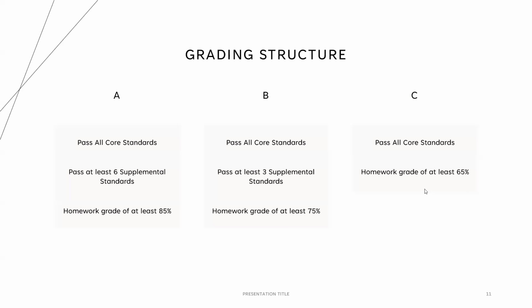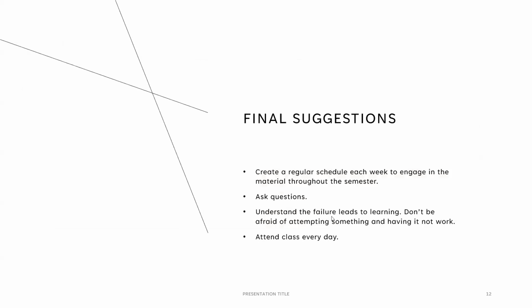Now we're going to check your homework. If you pass, I then go to the homework grade and make sure it's satisfied. So if you pass all the core standards, let's say you passed all the supplemental standards, but you only have a 75% in your homework grade, you would still get a B. So I just want you to understand that's how the grading system works. Let me know if you have questions on it.